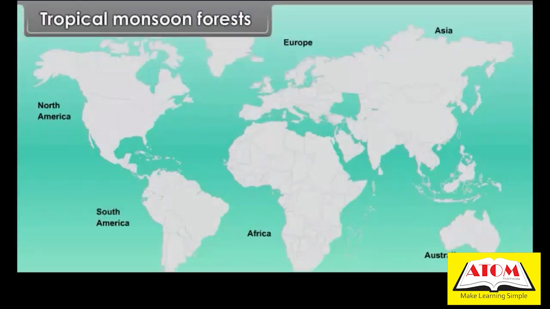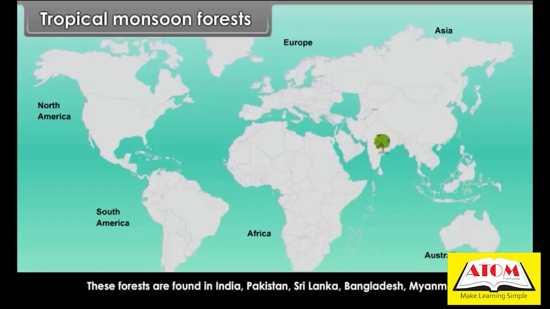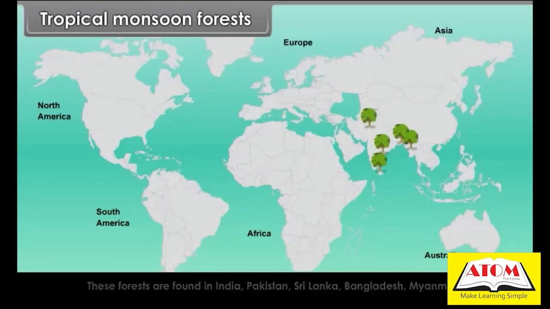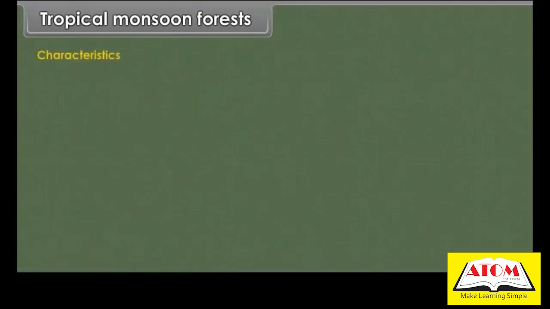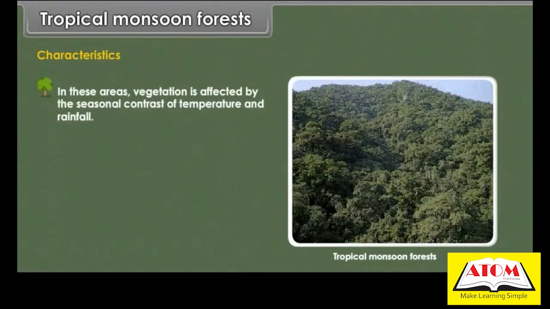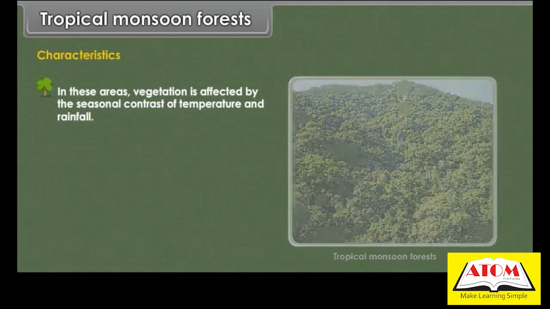Tropical monsoon forests. These forests are found in India, Pakistan, Sri Lanka, Bangladesh, Myanmar, South China, Thailand, the Philippines, Southeast USA, East Africa, New Zealand, etc. Characteristics. In these areas, vegetation is affected by the seasonal contrast of temperature and rainfall.